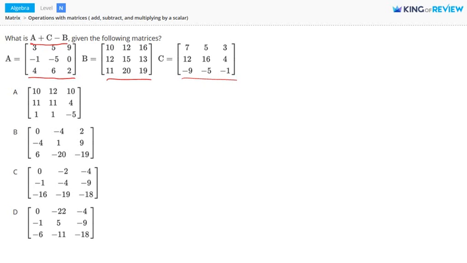So what is a matrix? A matrix is a rectangular arrangement of numbers in rows and columns. Row by column is how you name the matrix, and this is also its dimensions.